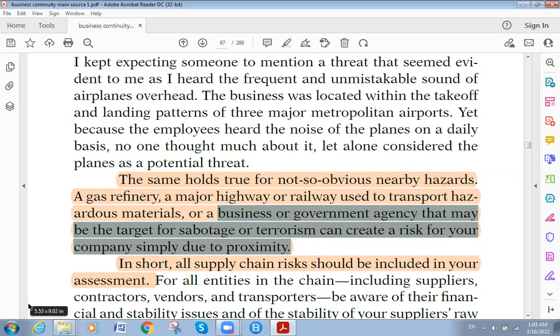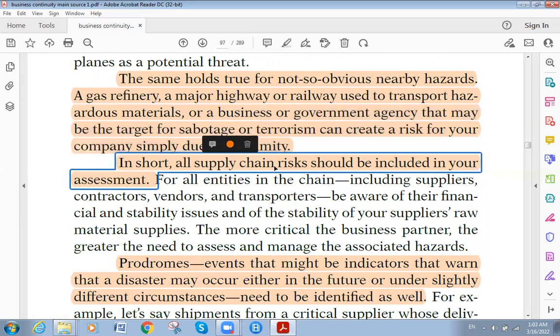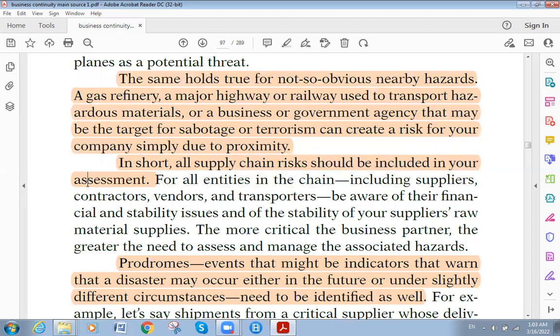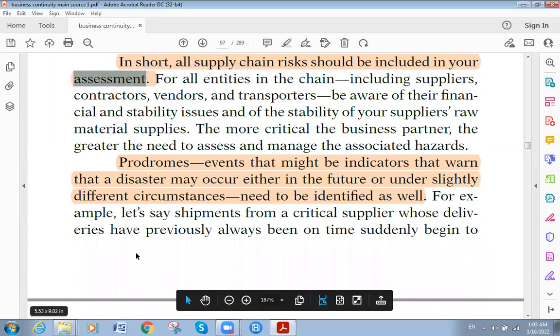So that means, because a fire happened in the next building, that I'm safe? No, it doesn't mean that I'm safe, because this fire might come into my own building. This is the point. In short, all supply chain risk should be included in your assessment. So don't leave anything. All the risk, you have to include it in your own assessment.